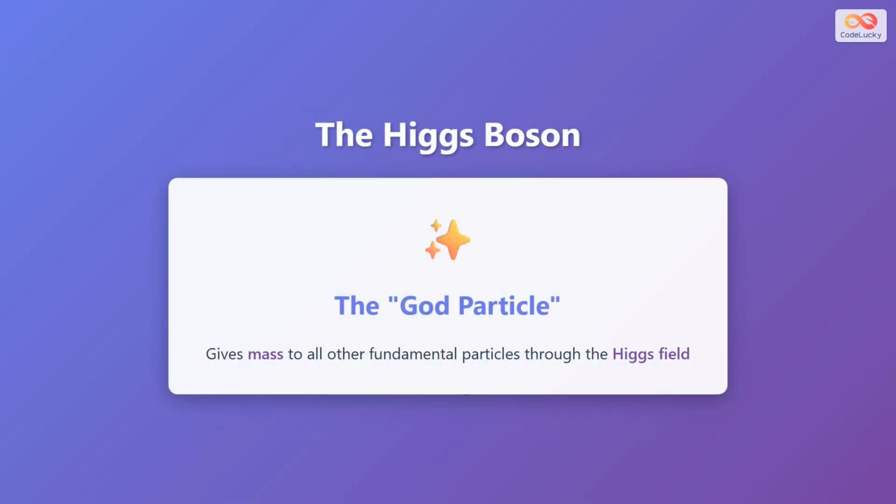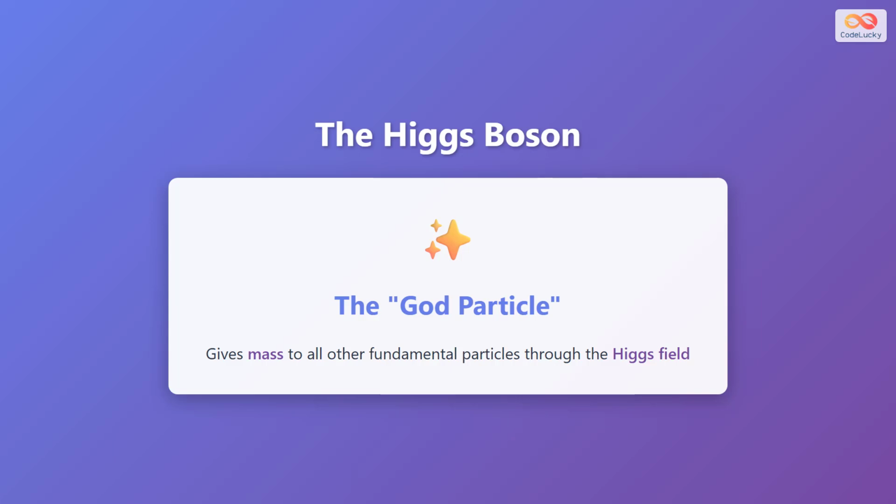The Higgs boson is special and is sometimes called the God particle, though physicists don't particularly like that nickname. It's associated with the Higgs field, which permeates all of space. As particles interact with this field, they acquire mass. Particles that interact strongly with the Higgs field have large masses, while those that barely interact have small masses.